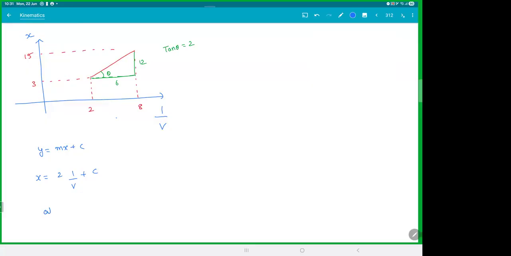So when x is equal to 3, 1 by v is equal to 2. Substitute there. So 3 is equal to 2 times 2 plus c. So c is equal to minus 1.